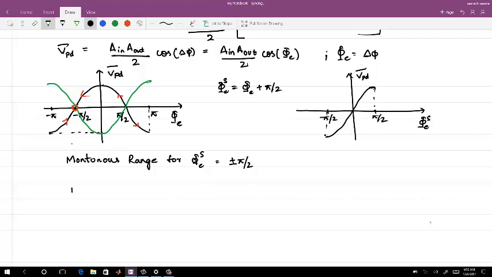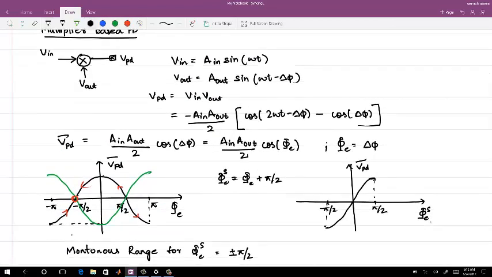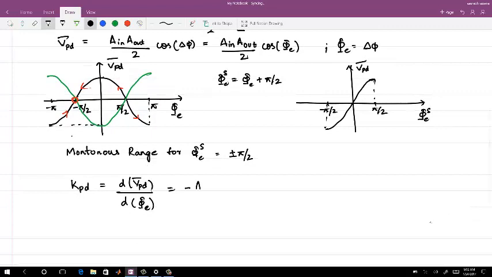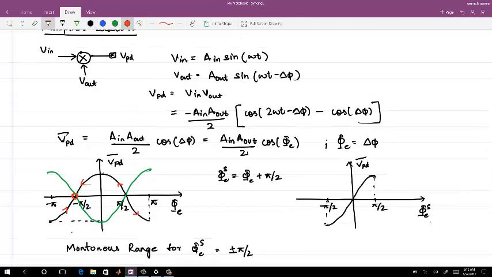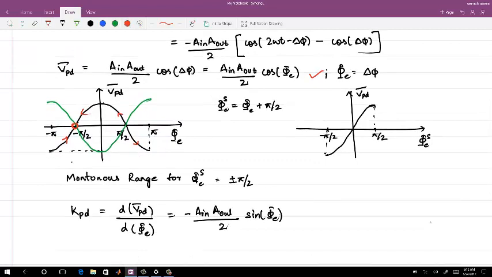The gain of this phase error detector is defined as KPD, which is also defined on the average of the phase error detector output with respect to the phase error. So this is equal to minus A in A out by 2 into sine of phi. Now I'm just applying this on this equation, right?